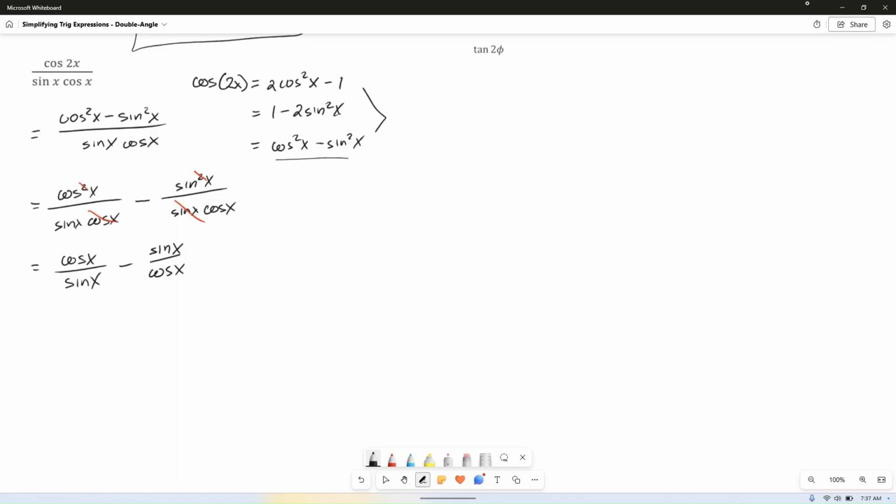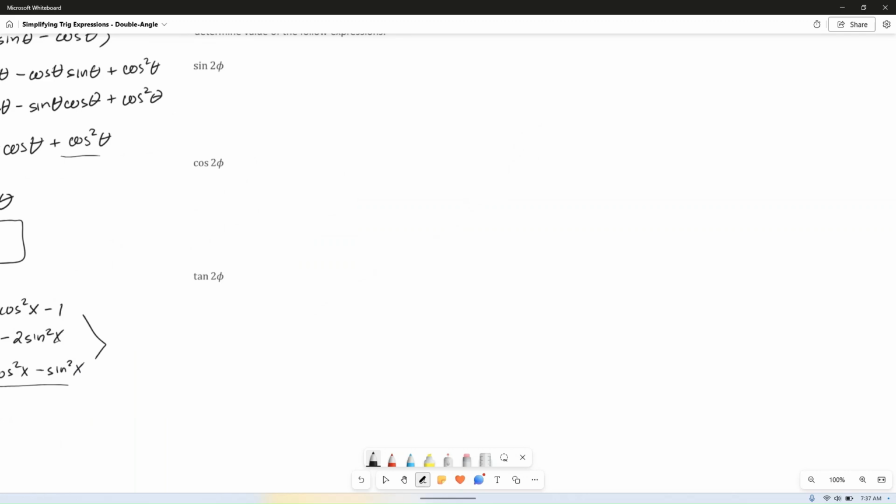And we could just do one more step here. I know that cosine x over sine x is cotangent x, and I know sine over cosine is tangent x. So I've been able to rewrite the cosine of 2x divided by the quantity sine x cosine x as the cotangent of x minus the tangent of x.